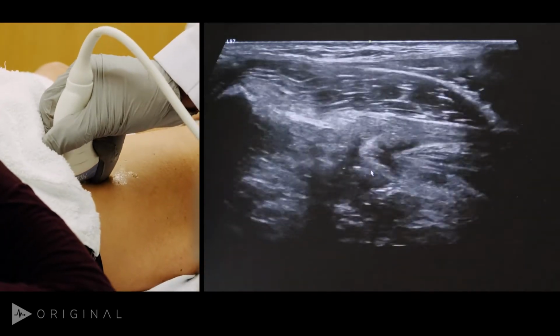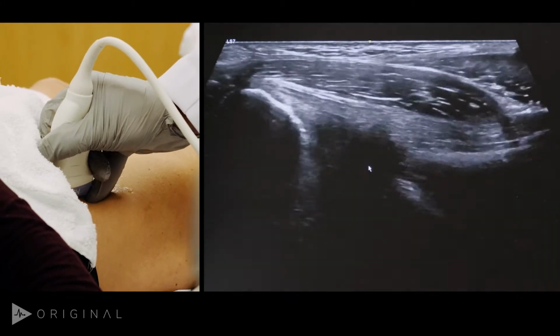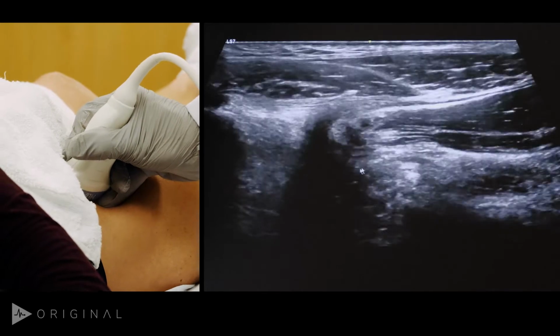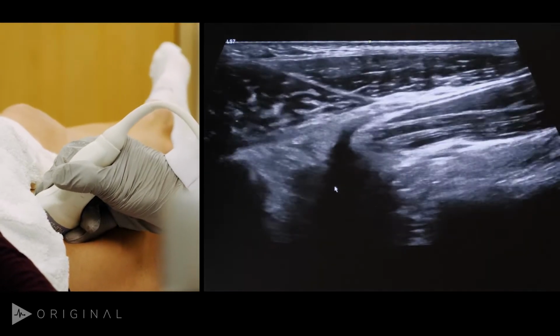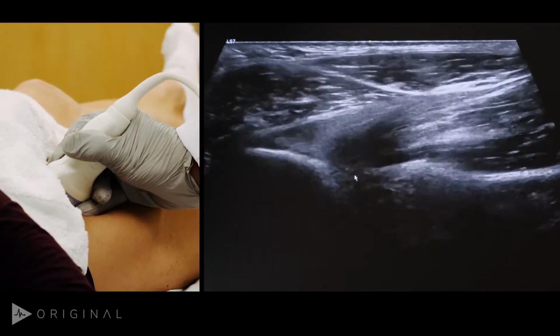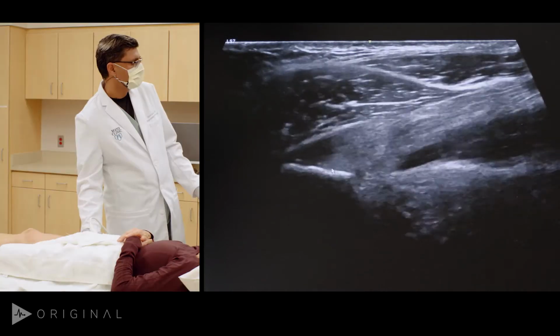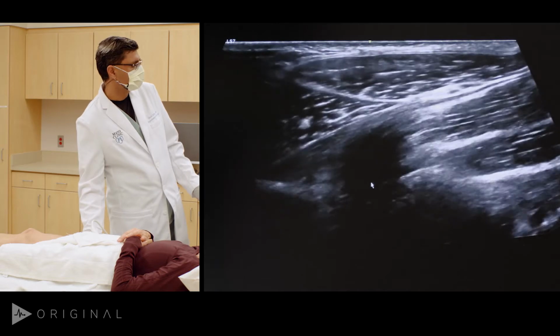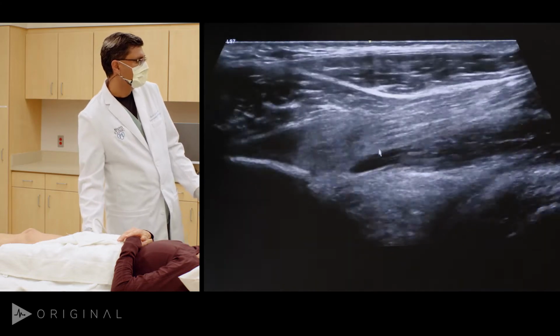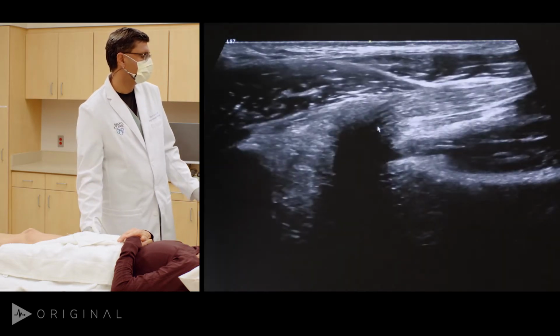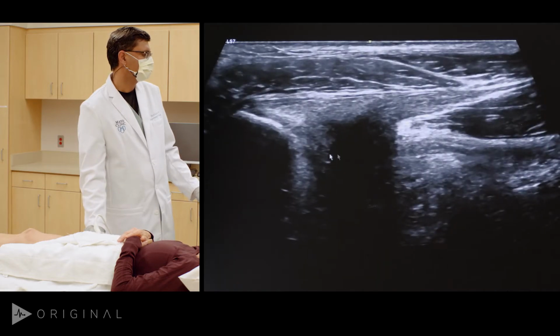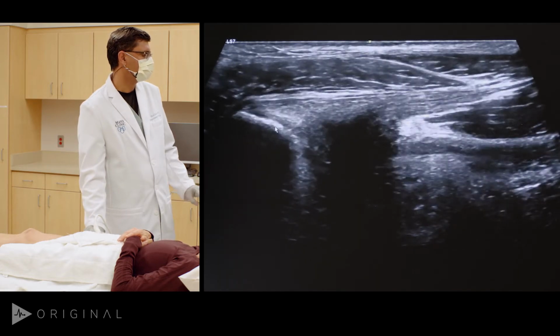Those are basically the fibers which are coming from underneath, which is the reflected head of the rectus femoris. And sometimes if you angle enough, that's the direct head, and if you angle enough, you can find the reflected head as it comes up and joins this myotendinous junction. So that's the origin of the rectus femoris.